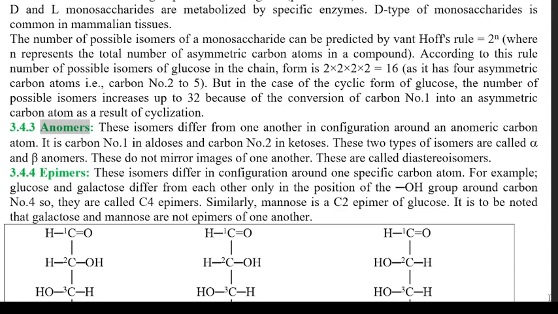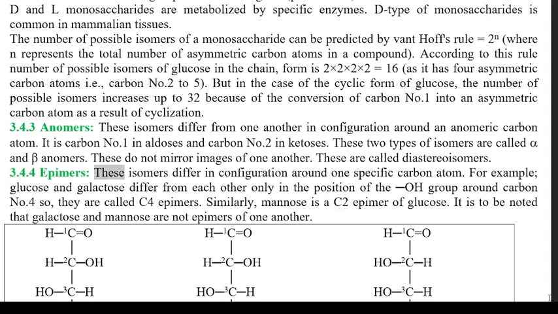3.4.3 Anomers. These isomers differ from one another in configuration around an anomeric carbon atom. It is carbon number 1 in aldoses and carbon number 2 in ketoses. These two types of isomers are called alpha and beta anomers. These are not mirror images of one another. These are called diastereoisomers.